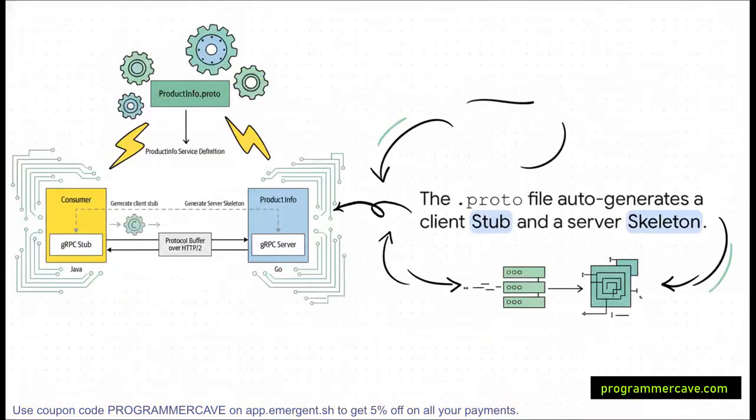Okay, take a look at this. This slide lays out the entire workflow, and it's beautiful. At the very top, we have our single source of truth, that productinfo.proto file. We then feed this file into a special compiler, and poof, it automatically generates code for us. For our Java client on the left, it creates what's called a client stub. And for our Go server on the right, it creates a server skeleton. These generated pieces handle all the complicated networking for us.